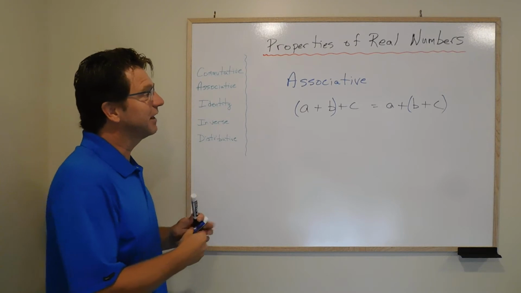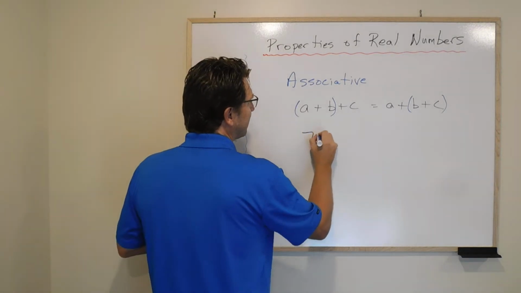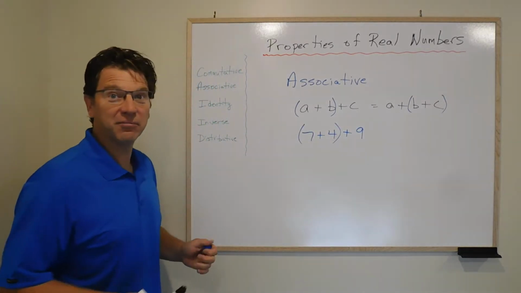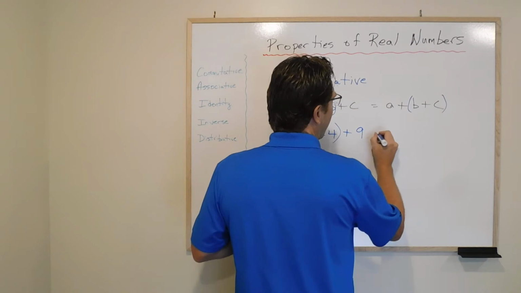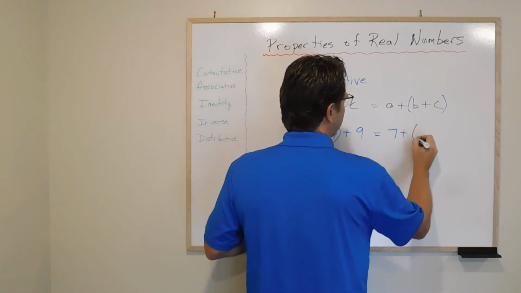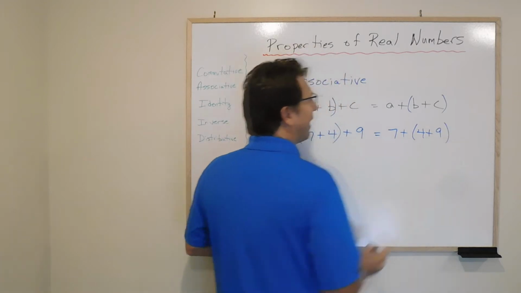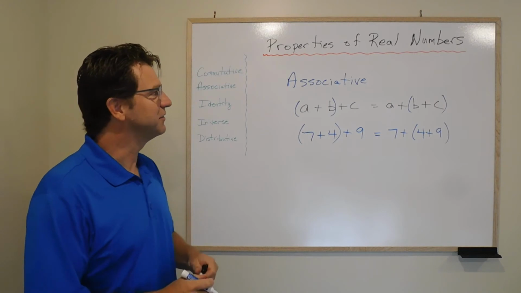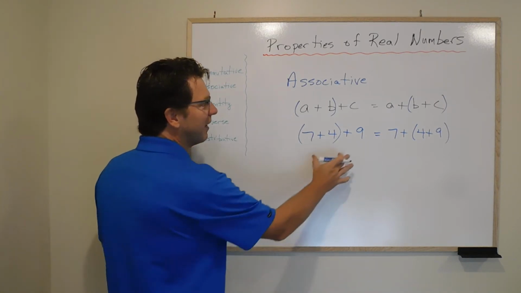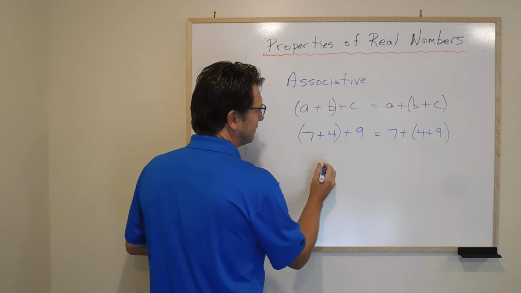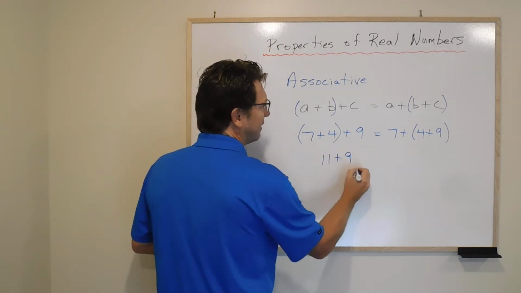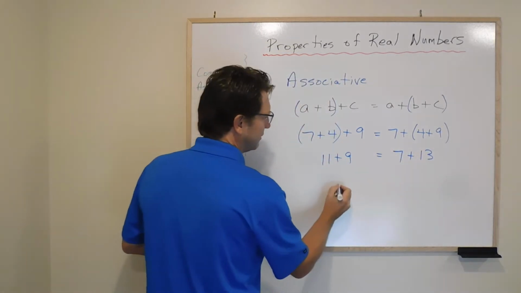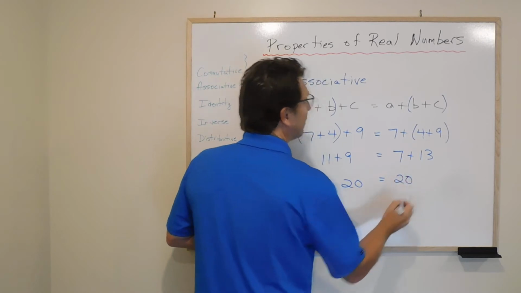Okay? So for example, if I say I have 7 plus 4 plus 9, I can add the 7 plus 4 first, and it will be the same if I add the 4 plus 9. In fact, I can actually add the 7 plus 9 and the 4 at the end, because you can do addition in any order. So if I were to do it this way, brackets have to be done first because of BEDMAS. I get 11 plus 9. If I do it this way, I get 7 plus 13. But you'll notice in both cases, you get 20.